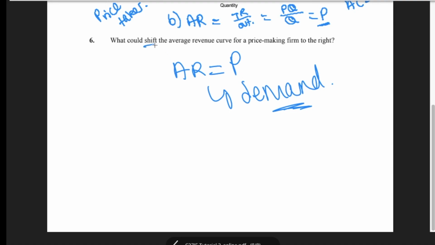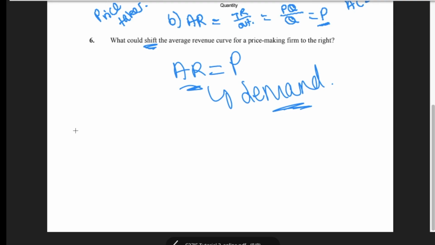And the key word is shift here. I want to shift, not a movement along. So can we start thinking of some ideas that would shift our demand curve? Because then that would result in shifting this. What things have we spoken about in tutorial 1 that shift our demand curve? We're trying to think what does change demand. So what would change demand? What would shift it?